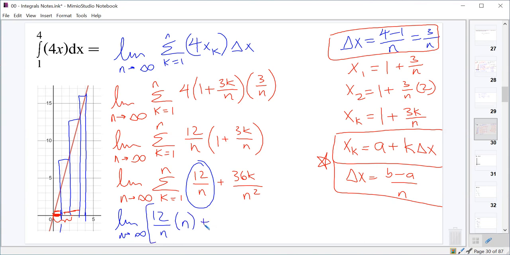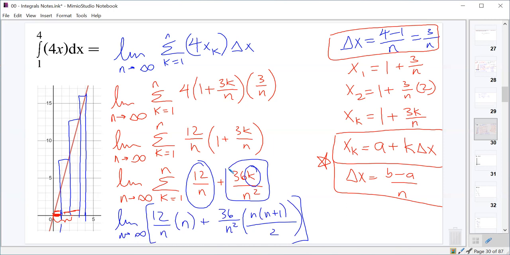plus, we said 36 over n squared was just constant. So we'll have 36 over n squared times the k value. When we sum k from 1 to n, that's n times n plus 1 over 2. And note that with that 36 over n squared, I don't have to multiply that by n, because I'm not adding together those constants. I'm just adding together a bunch of k's. That's the n times n plus 1 over 2. A bunch of k's that are being multiplied by 36 over n squared. So I don't have to worry about multiplying that constant by it. It's just a constant within another summation.